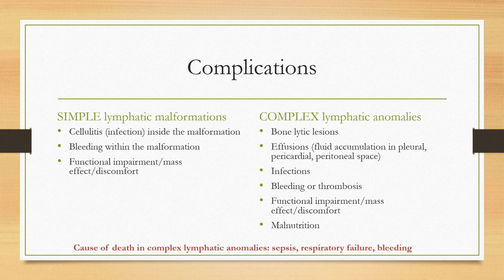Unfortunately, the cause of death in complex lymphatic anomalies is usually related to one of three entities. A lot of times it is due to sepsis, and then respiratory failure or bleeding.